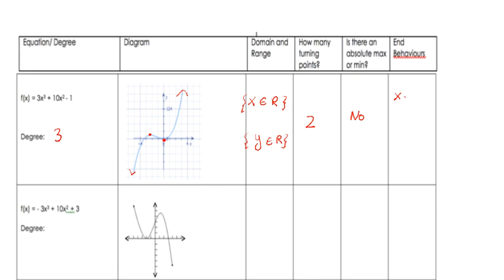And end behavior: as x approaches negative infinity, what's happening to y? It's negative infinity, so we see that right there. And then as x approaches positive infinity, what's happening to y? That's correct. Now, the leading coefficient here is positive 3, right? I'm just going to put positive here.